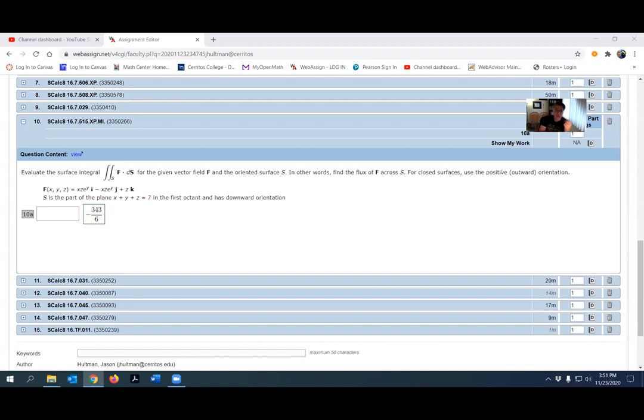So I would solve this for z. Solve that equation for z. Okay, and then that's just going to be your g of x, y. So we can go over it. It's the very last thing that I covered, but we didn't do an example with it.